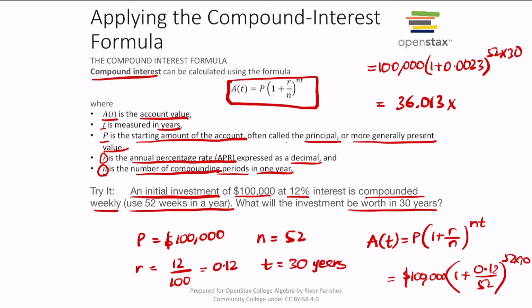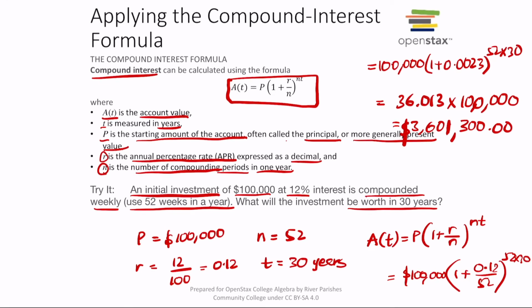Times 100,000. So multiplied by 100,000 becomes 3,601,300. So this is the amount of value that you end up with when you compound with 12% interest 52 times a week. So this is the amount you end up with. So this is how compounding in general works.